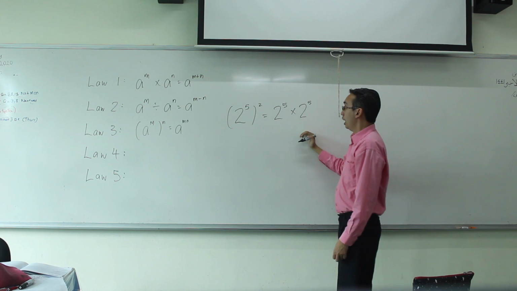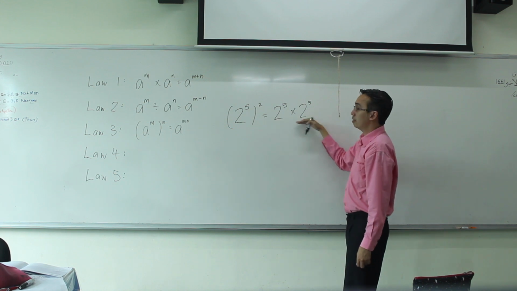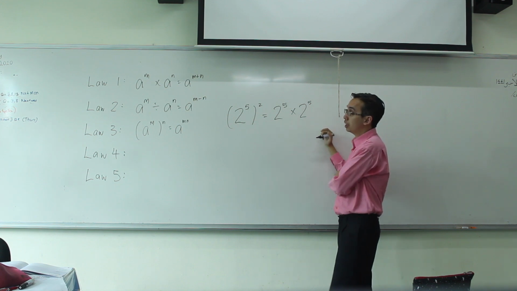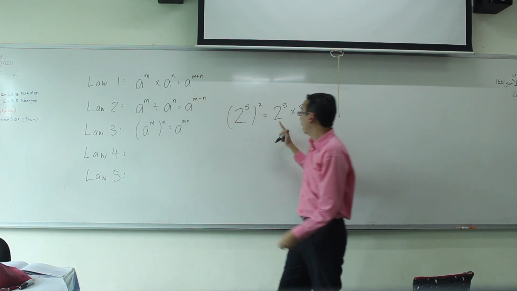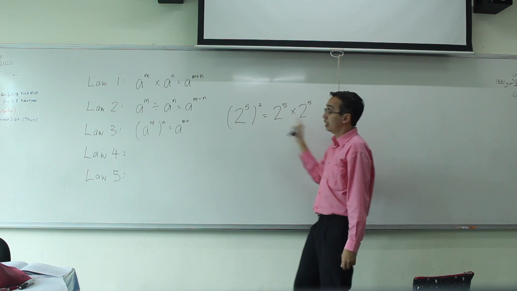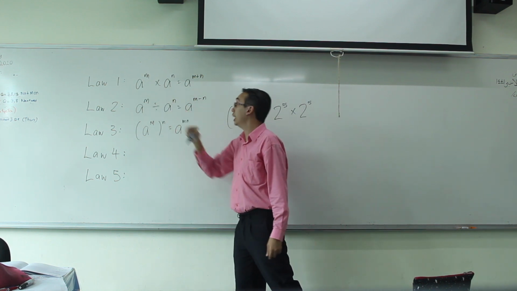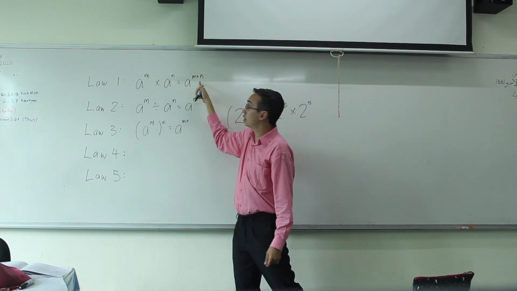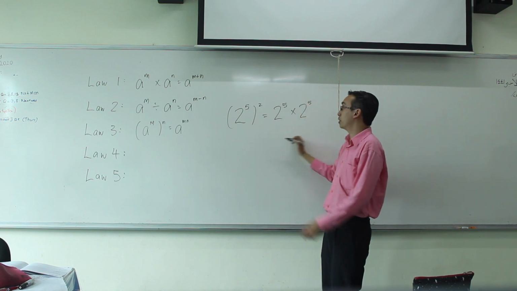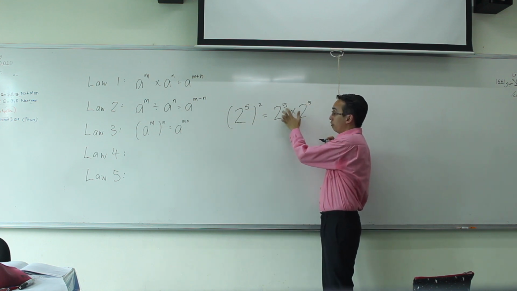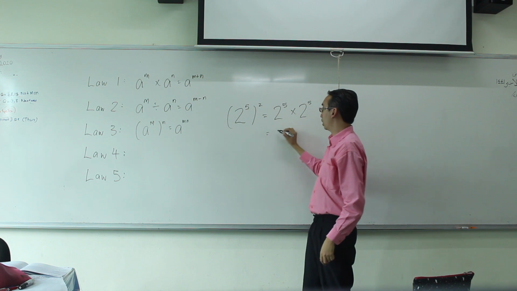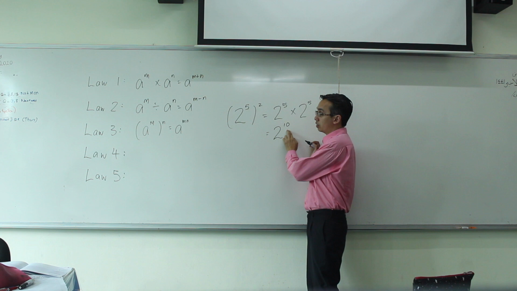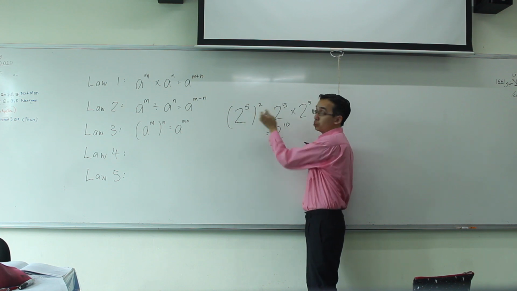When we arrive at this, we realize that we are now doing something similar to law number 1. Can you see that the base is the same? In law number 1, the base is the same, and then the powers we add up. So 5 plus 5 is 10, and this becomes 2 to the power of 10, which is actually, coincidentally, 5 times 2.